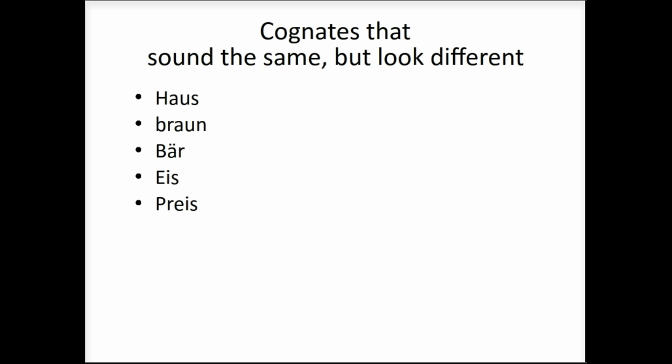Here we have some cognates that sound the same. When I pronounce them, you'll hear the similarities, but they look different. So when you see these words written, they may be hard to recognize, but when you hear them pronounced, you'll know exactly what they mean. These words are house, brown, bear, ice, and price.